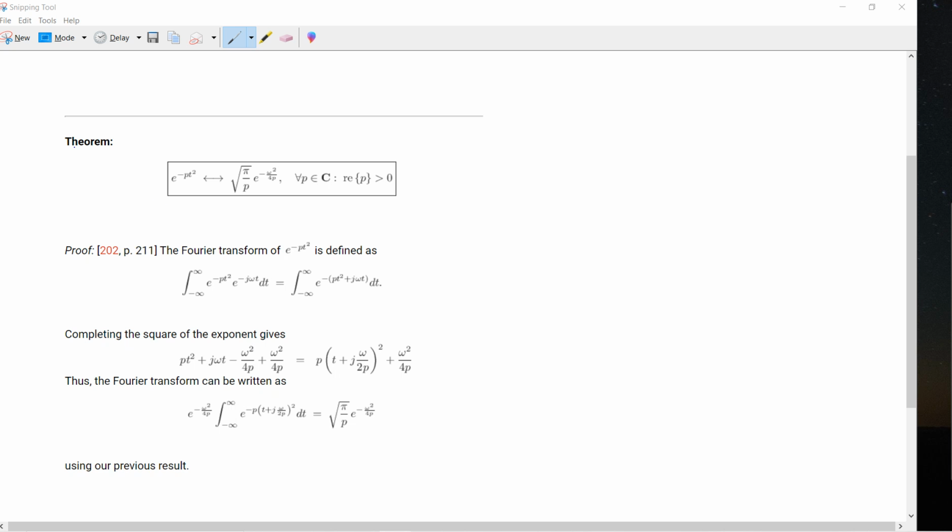Guys, so today we are trying to solve the Fourier transformation of the Gaussian. The result is basically: if you start from exponential minus p t squared and do the Fourier transformation, the definition is this: you just multiply by exponential minus j omega t dt. Let me remind you guys that j squared is minus 1.